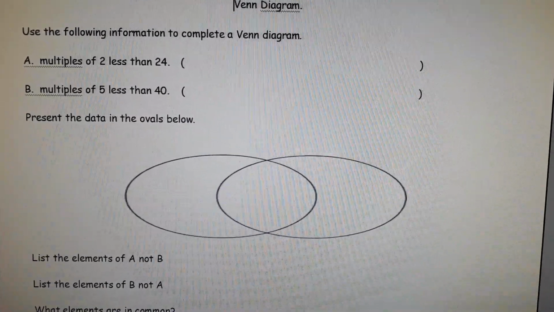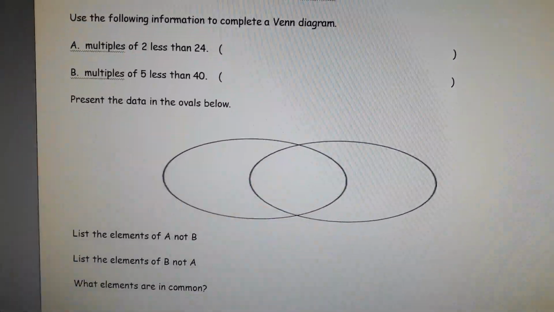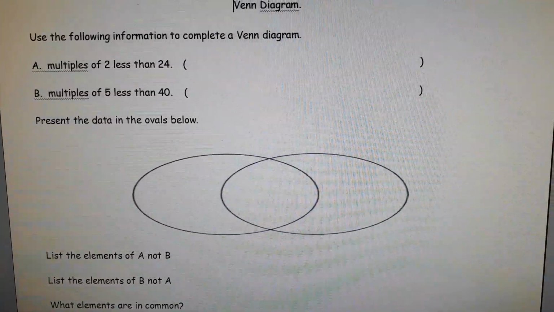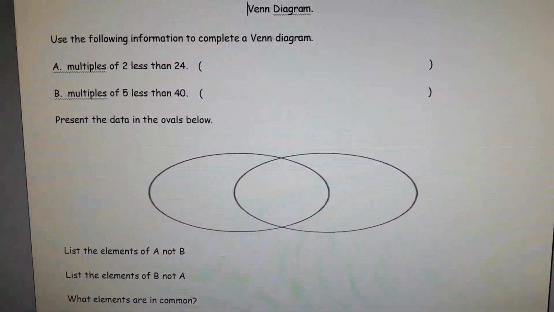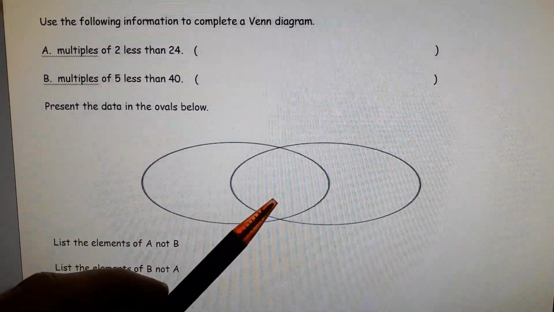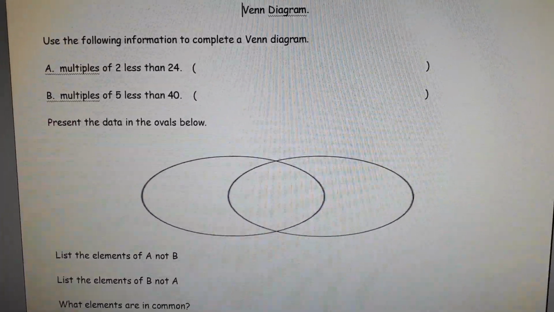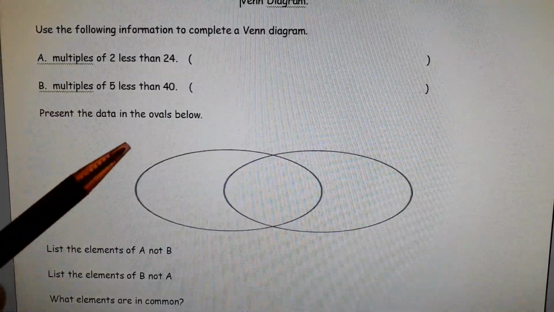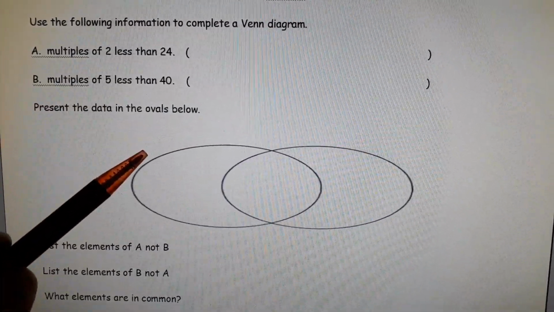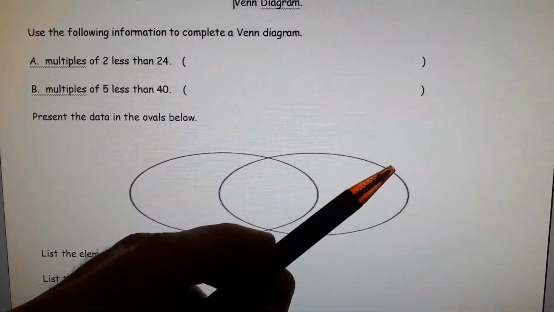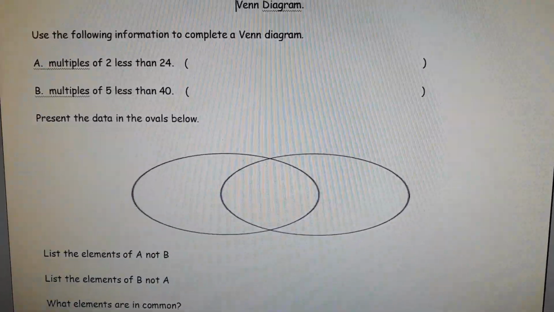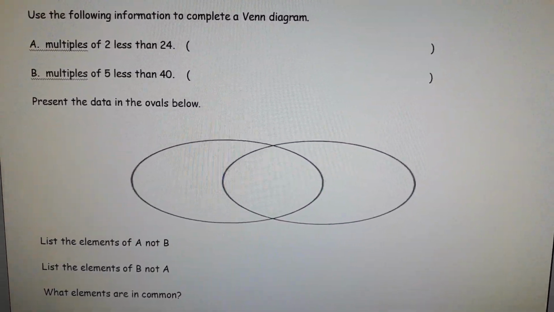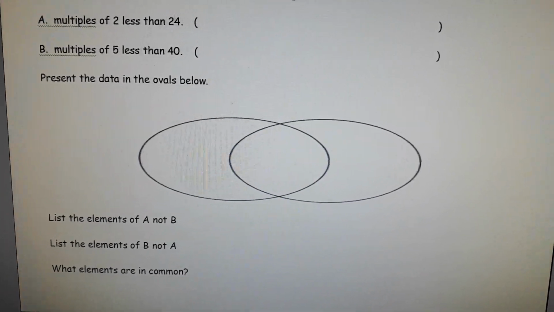When I find out those elements that are in common, I can then write it into the part of the Venn diagram which is in common, which was right in the middle. All the other elements will be in the other side of the Venn diagram. So I need to label this diagram A, I need to label this diagram B, and put in the rest of the elements. I have a challenge question at the bottom.